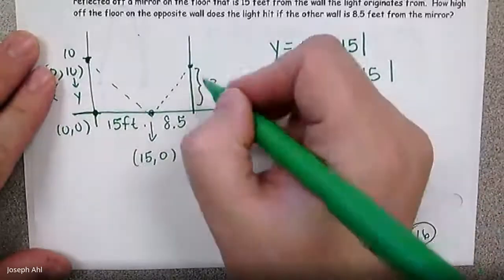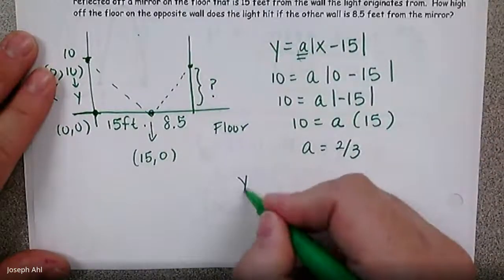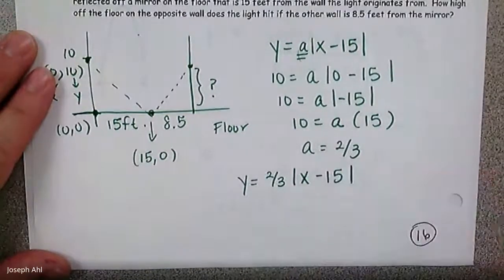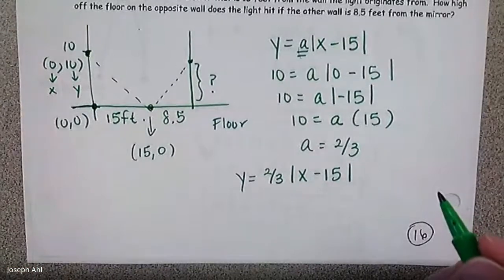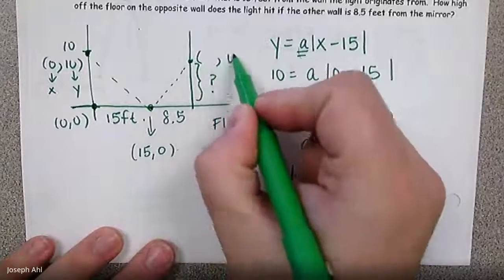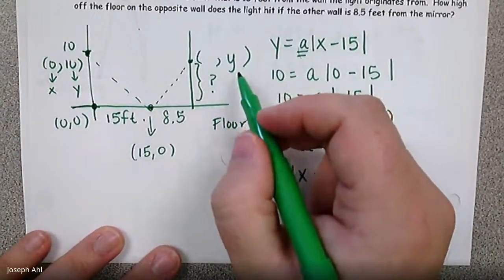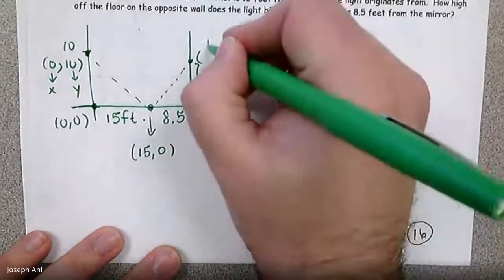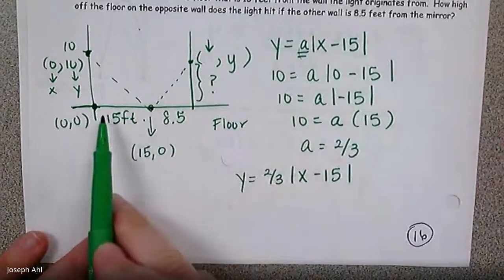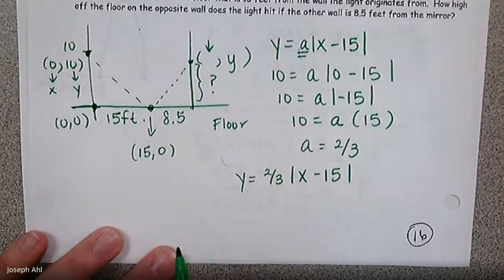Now that I know that, how am I going to figure out how high up the light hits on this wall over here? Well, let's go back and say that we've now defined this function to be 2/3 the absolute value of x minus 15. And if I want to know how high up something is, I'm looking for the y value of this point. And in order to find the y value of that point, we would have to know that x value. And I'm hoping we're pretty good to find the x value because it's the total distance, 15, plus that 8.5.